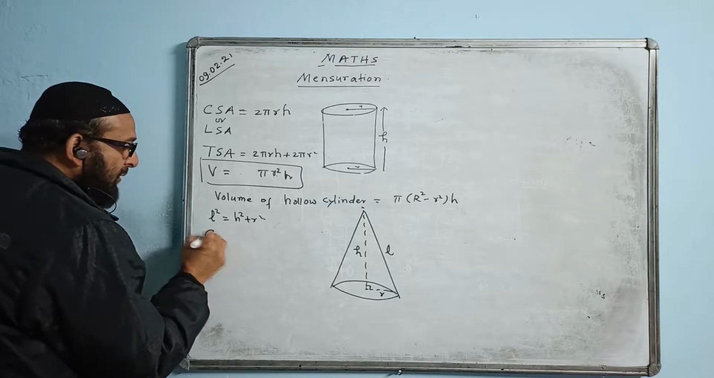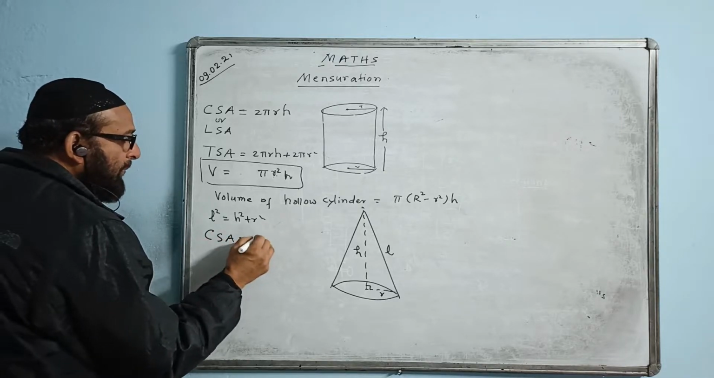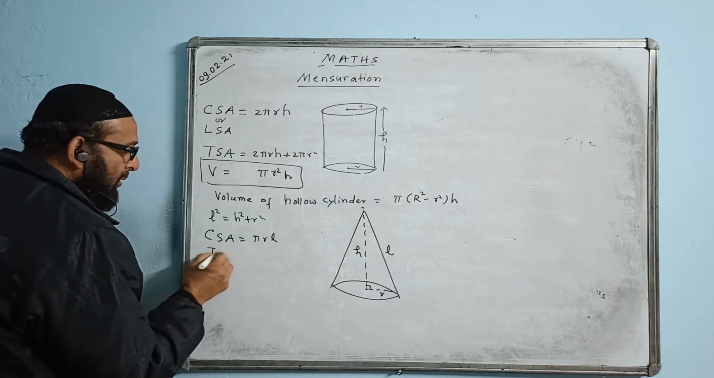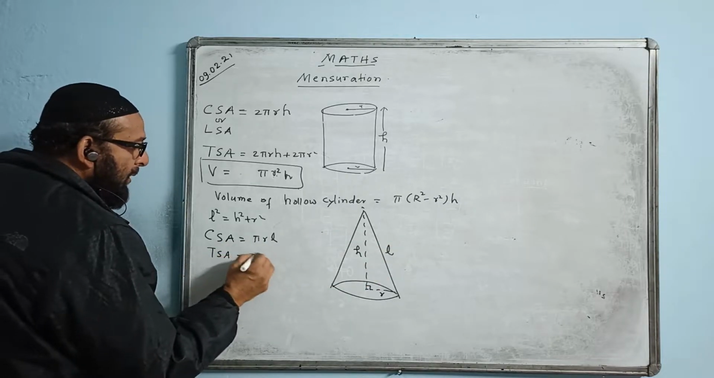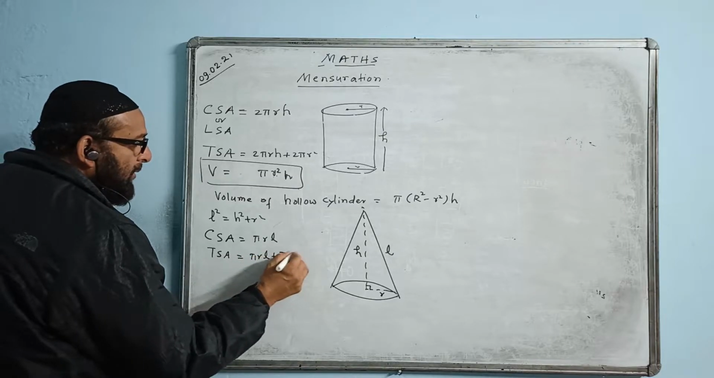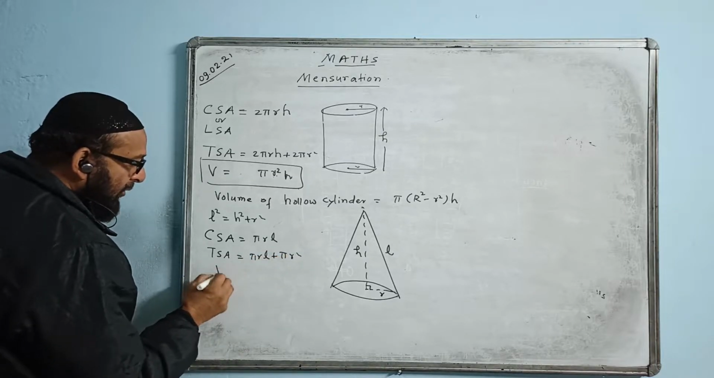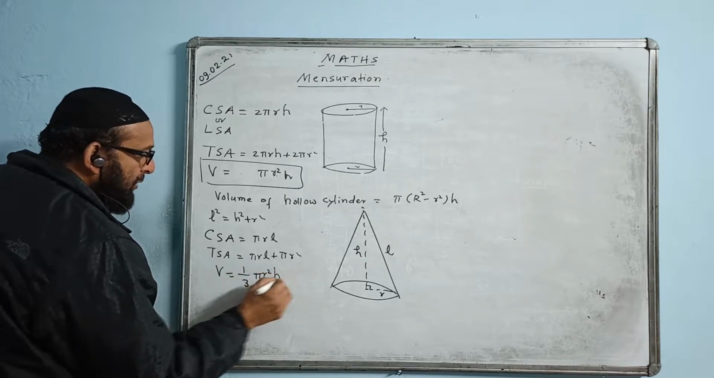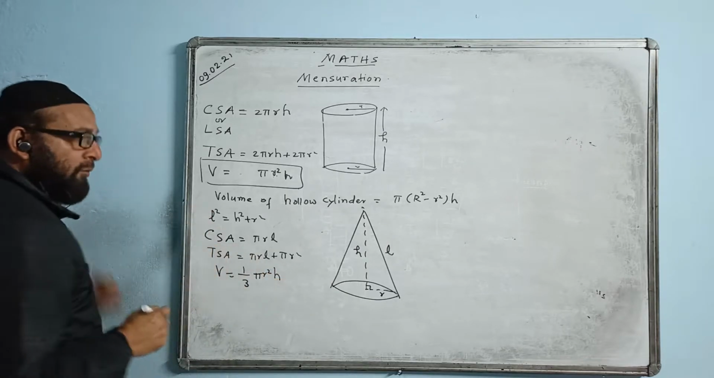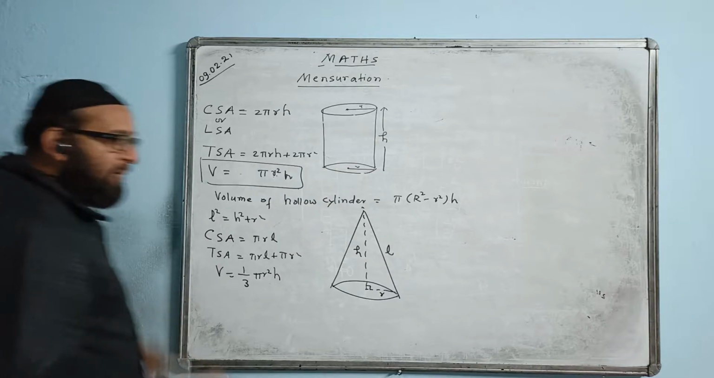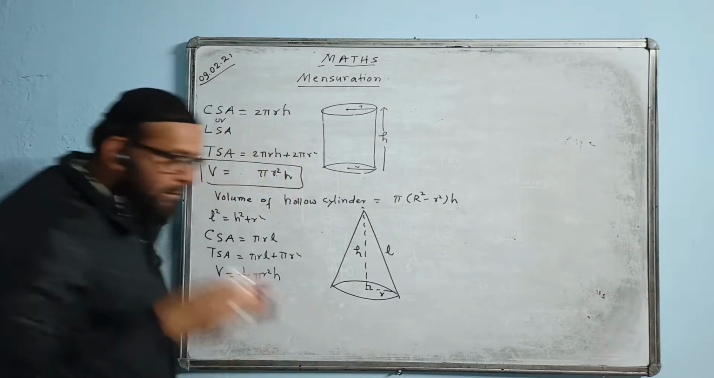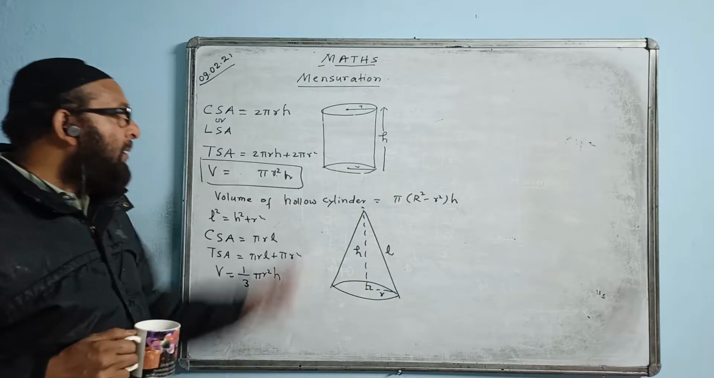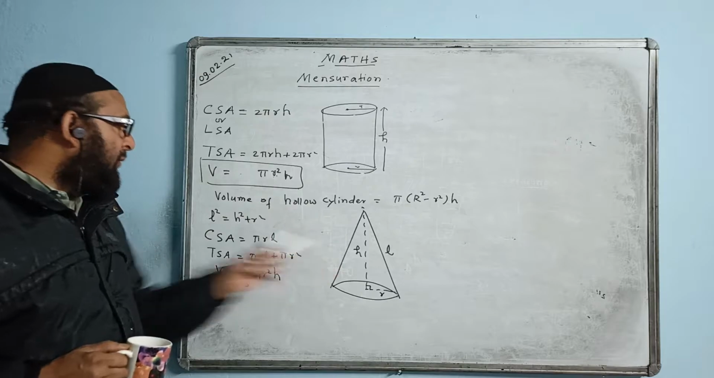Then we have curved surface area or lateral surface area. The formula will be pi r L, pi r into small l. Total surface area formula will be pi r L plus pi r square. And the volume formula we have is 1 by 3 pi r square h. These are the formulas for cone. Take the formulas. Formula of cylinder is here. Formula of cone is over here.